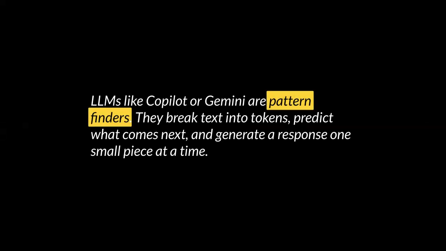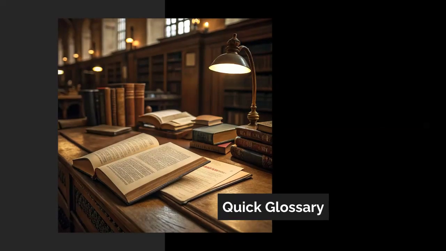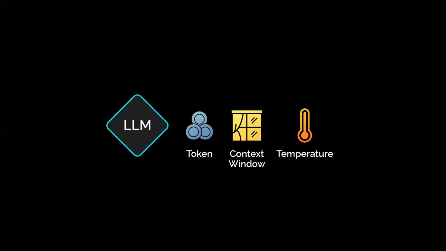Here's a 60-second summary. LLMs are pattern finders that break text into tokens, predict what comes next, and generate responses one small piece at a time. Finally, let's define the key terms you've heard throughout this explanation. LLM means language model, token is a text chunk, context window is short-term memory, temperature controls creativity, RAG fetches documents, hallucination means wrong guesses, and alignment means safety rules.